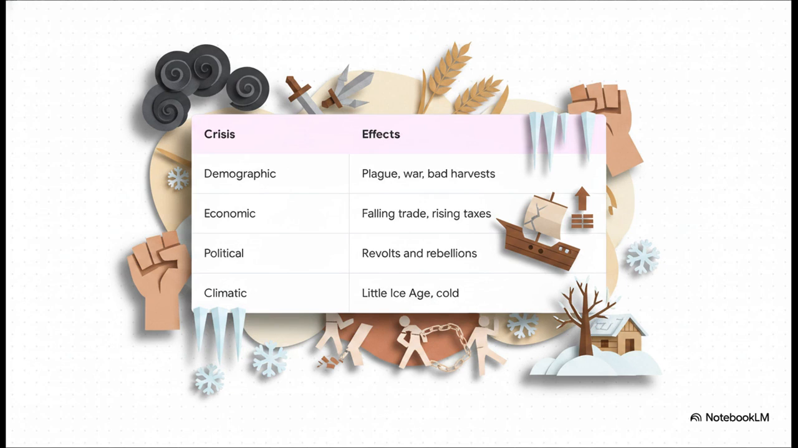We aren't just dealing with a demographic nightmare, a plague and war. We're stacking economic collapse, like falling trade and rising taxes, right on top of that. Then you add in violent political revolts erupting everywhere. And, as if the universe decided that just wasn't enough, you get a climactic crisis known as the Little Ice Age, which brought freezing temperatures and completely destroyed crops. It was literally the perfect storm of human misery.